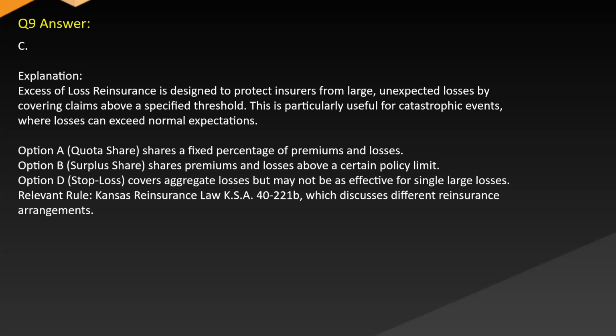Answer: C. Explanation. Excess loss reinsurance is designed to protect insurers from large unexpected losses by covering claims above a specified threshold. This is particularly useful for catastrophic events where losses can exceed normal expectations. Option A, quota share, shares a fixed percentage of premiums and losses. Option B, surplus share, shares premiums and losses above a certain policy limit. Option D, stop loss, covers aggregate losses but may not be as effective for single large losses. Relevant rule: Kansas Reinsurance Law K.S.A. 40-221, which discusses different reinsurance arrangements.